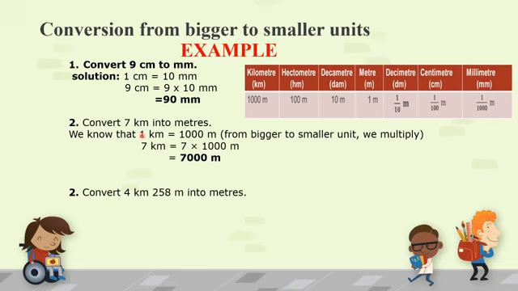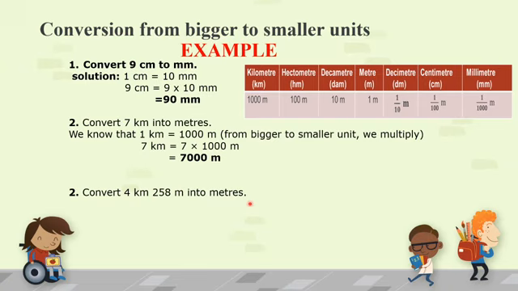All these were a single number with a single unit. Now if you get a combination of numbers and combination of units, then how are you going to solve the question? Let's see that. Here the question is: convert 4 kilometer 58 meter into meters.